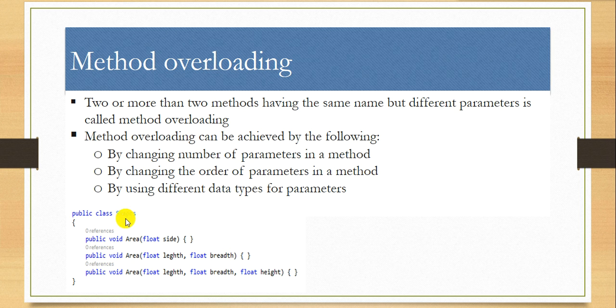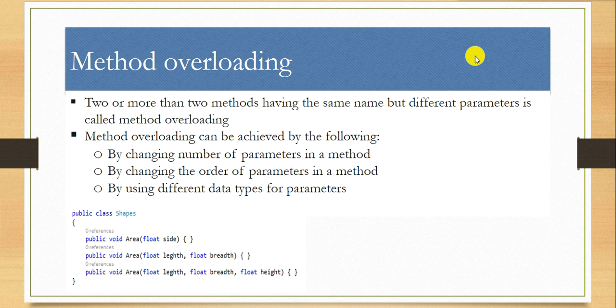So here inside a class called shapes, I've declared 3 methods with the same name, area. For the first method, I've only passed a parameter called side. What this method will do is calculate the area of a square. The formula to calculate the area of a square is side into side. As you can see, this class contains different area calculations for different shapes.